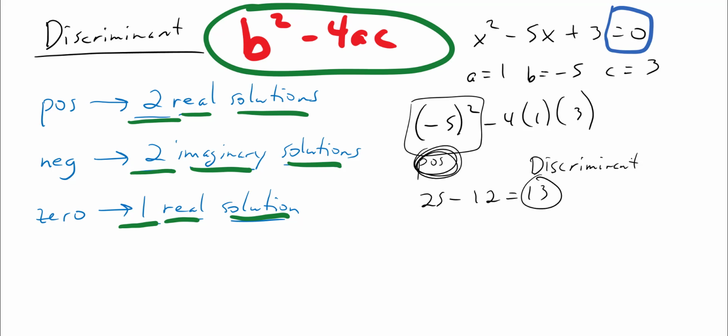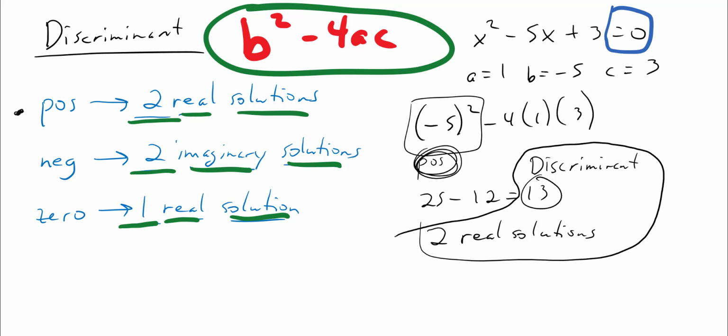And then you look at it and say, oh, that's positive. So then you're going to say two real solutions. And that's the answer. This is what you're going to tell me right here. Discriminant is 13, two real solutions. That's it.